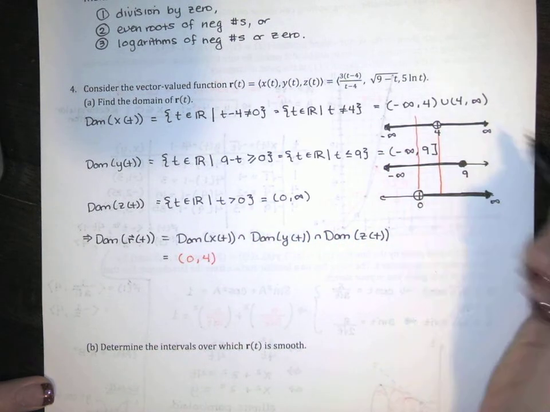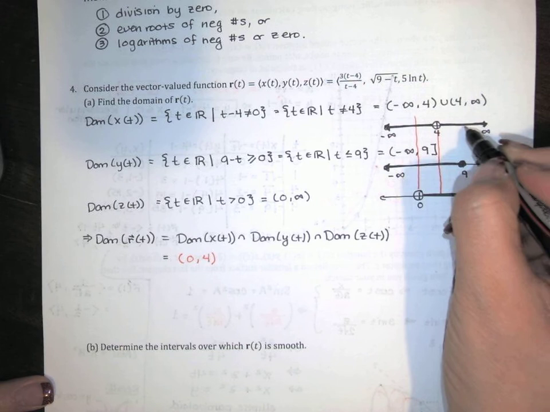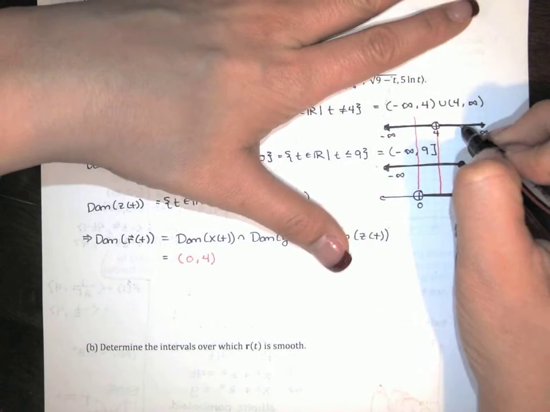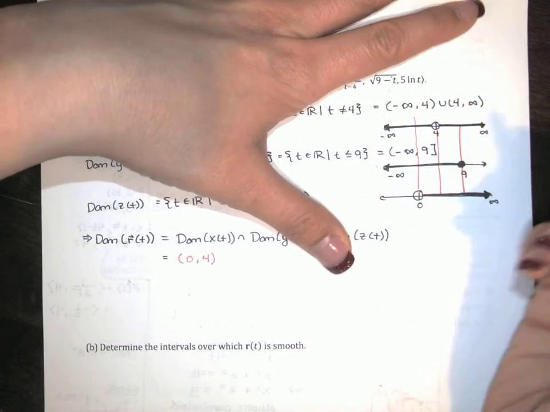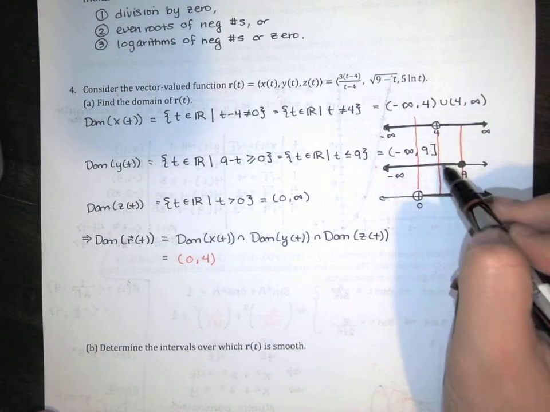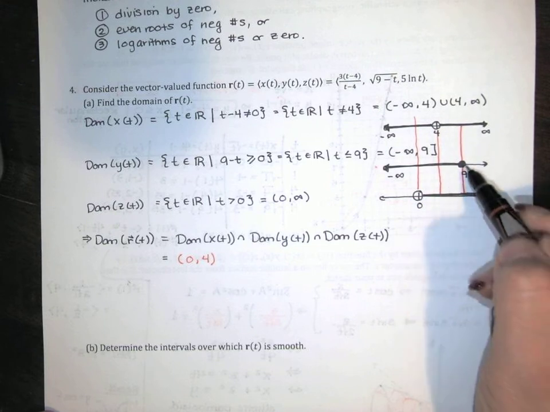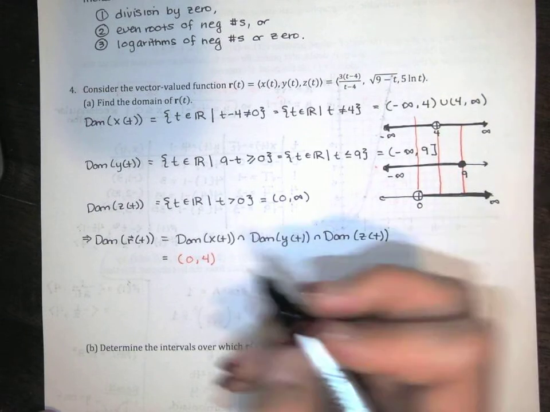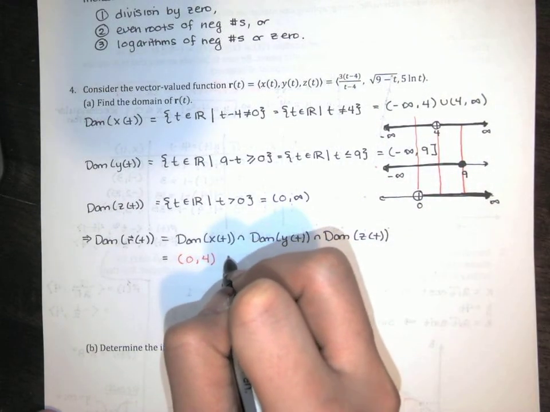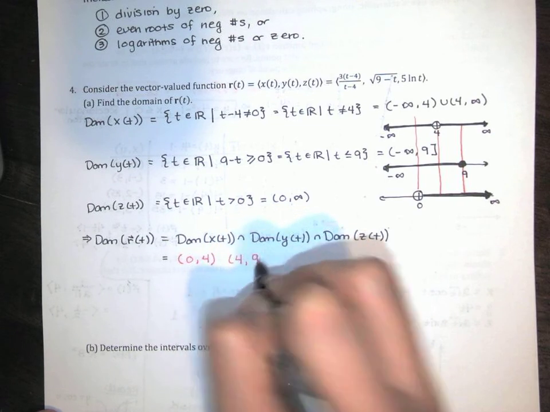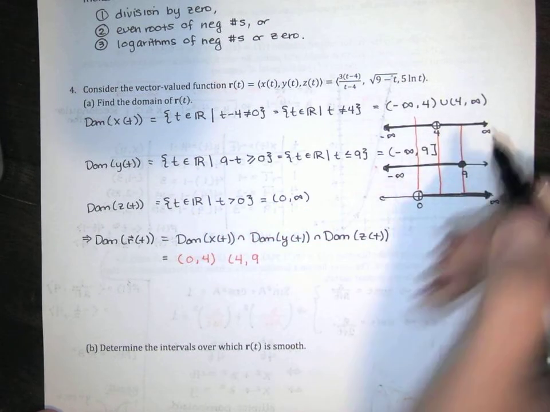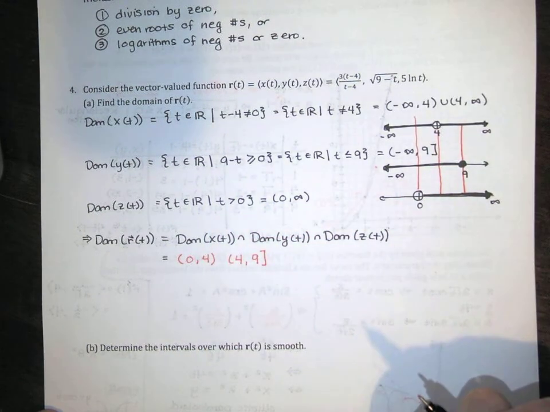And then we keep going. Where's the next natural dividing spot? I hope you said t equals 9. Now all these t values are in all 3 sets, including t equals 9. So we're going to go from 4 to 9. Since 9 is in all 3 sets, we include it. That means we use a bracket.